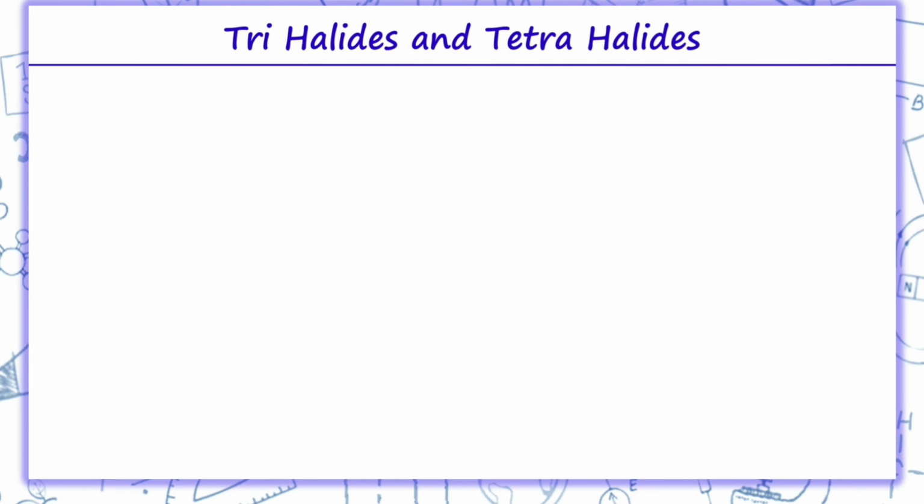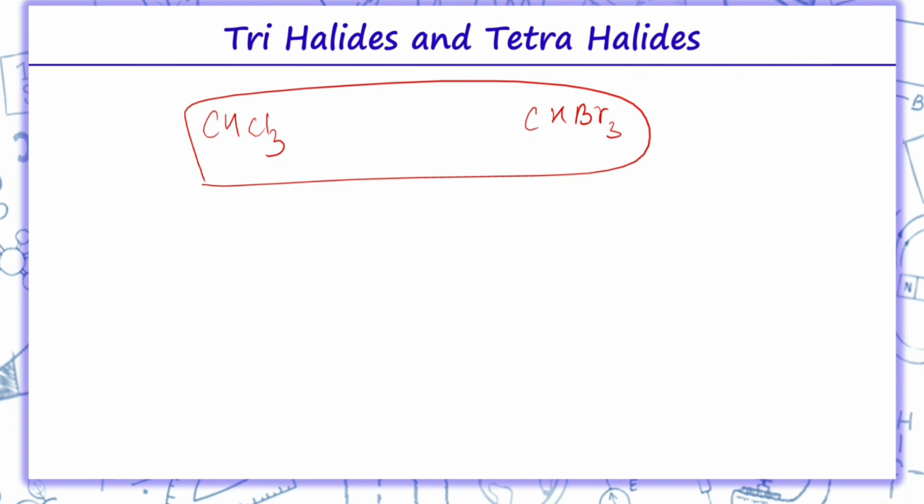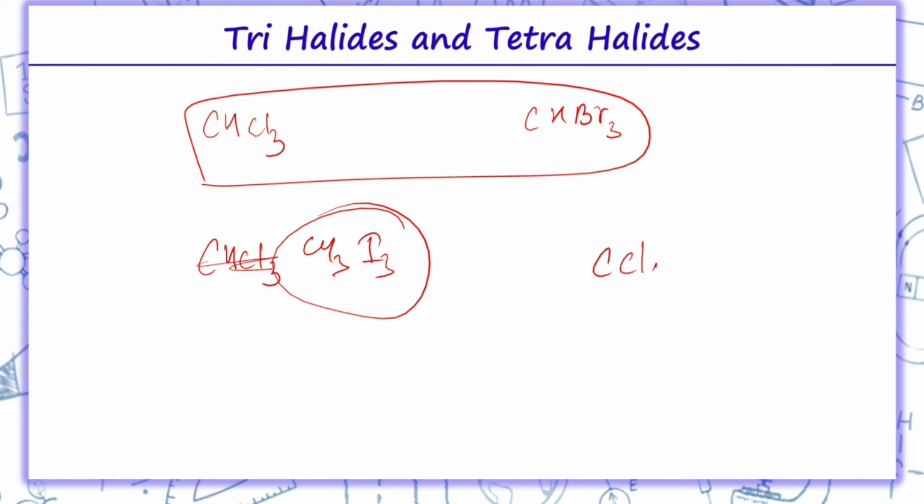Now coming on to Tri-Halides and Tetra halides. So chloroform, which is CHCl3, this is trihalide. CHBr3, bromoform, this is trihalide, that is 3 halogen groups are attached. Then we have CHI3. This is also trihalide, which is iodoform, which is a yellow solid. And tetrahalides, when 4 halogen groups are attached, which is CCl4. So carbon tetrachloride, which is in the liquid form.